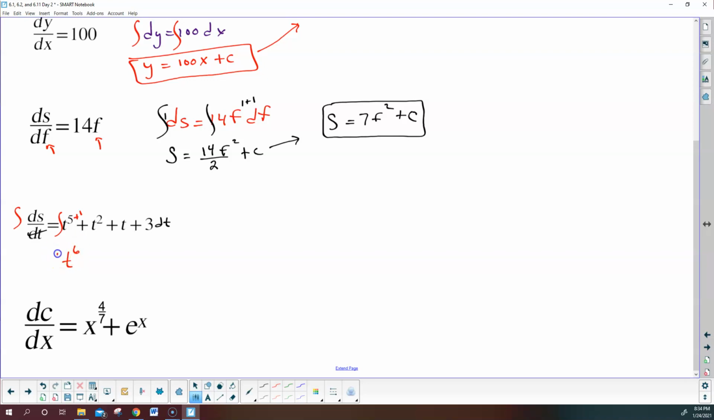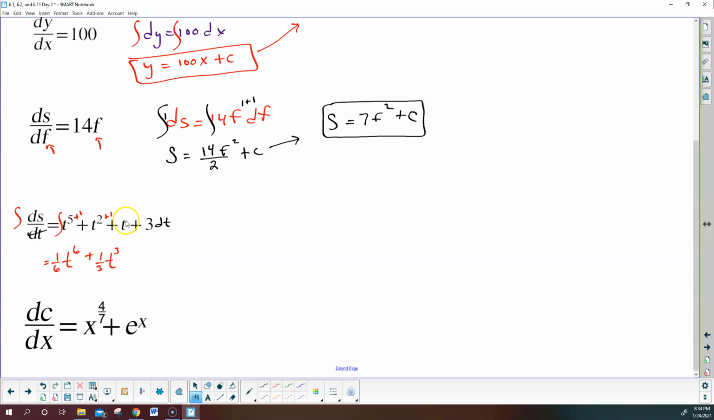If I put a 6 up there, I have to compensate for what that would be. So when the 6 comes down, it gets eliminated. So I'm going to put the reciprocal here. I'm going to divide by 6. So like here, I've got a 2 up top. I'm going to add 1, and that becomes t to the 3rd. So if I put a 3 up here, I'm going to divide by 3 or times by a 3rd.